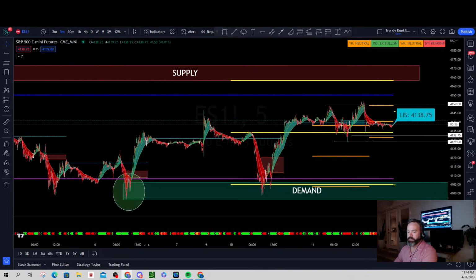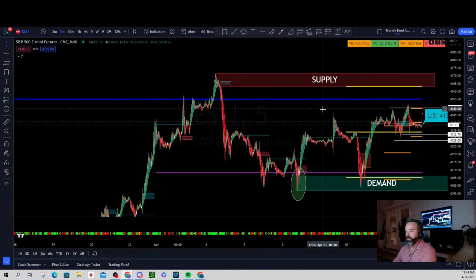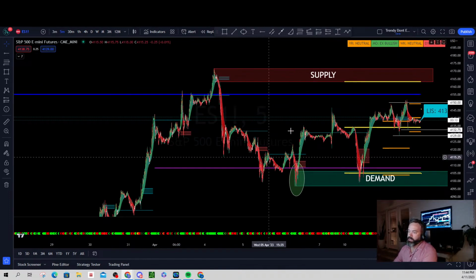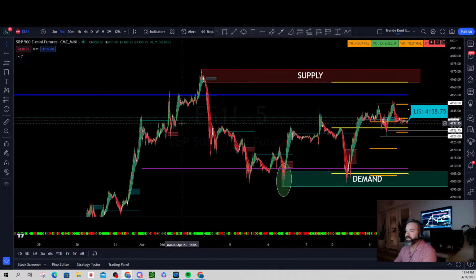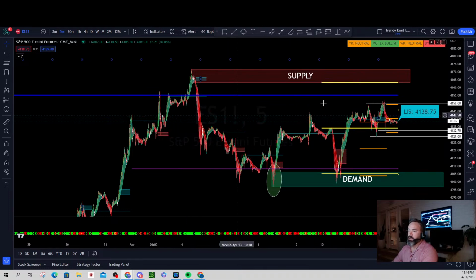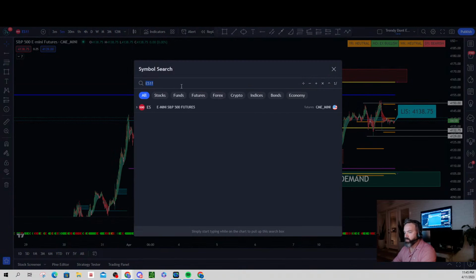Yeah. So, anyways, this is the blueprint. You can see the edges are right in line. There are different color ones, and the reason they're different colors is because they're different time frames. But they help me find the levels. All right, so that is ES futures.